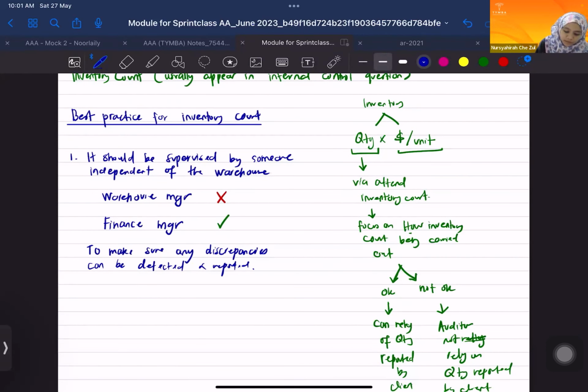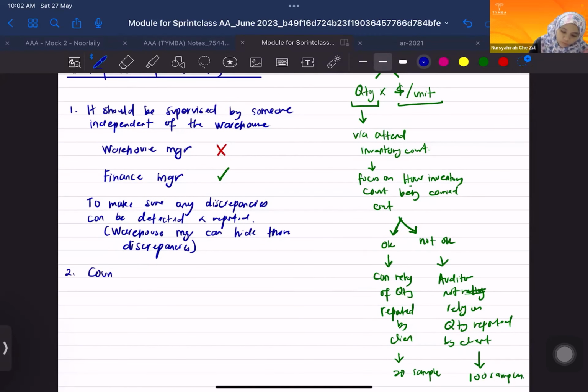So the warehouse manager, if he is the one in charge on the inventory count day, can hide those discrepancies. Because that is your department for you to take care of, and if you find out there is something wrong in the warehouse during the inventory count, you will be reluctant to highlight it to the top management.